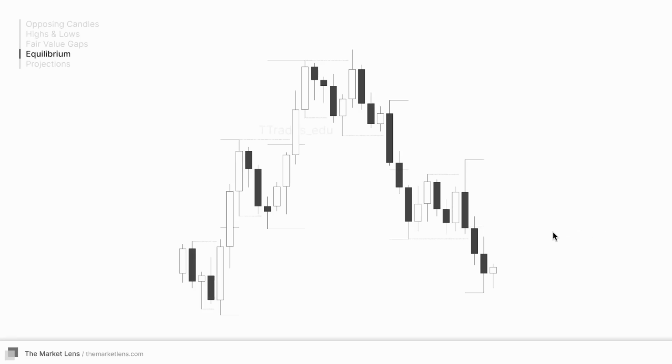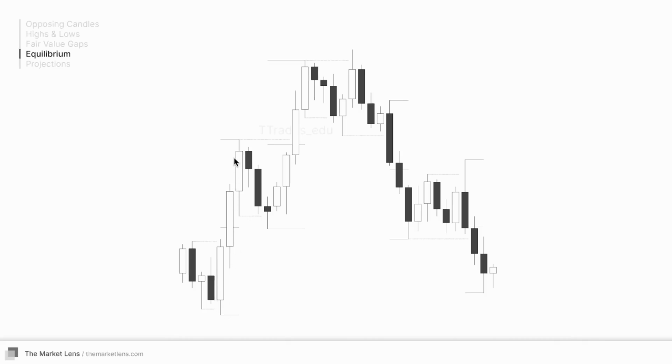Equilibrium is a main concept within my model. Let's go over the ways I use it. Now, on the higher timeframes, I will look for ranges, mainly on the daily chart or the 4-hour chart. And what I'll do is mark out those highs and lows because price will move in a series of ranges.